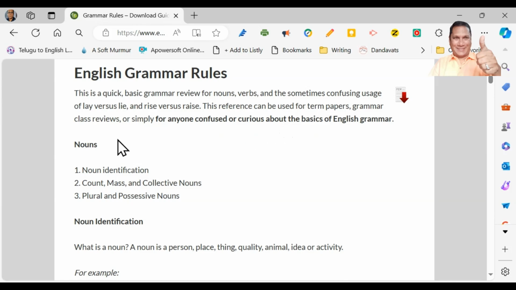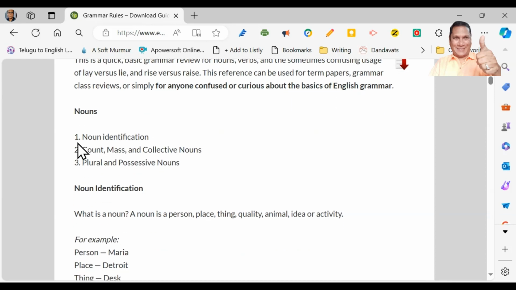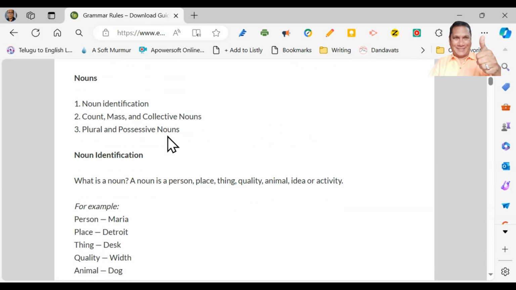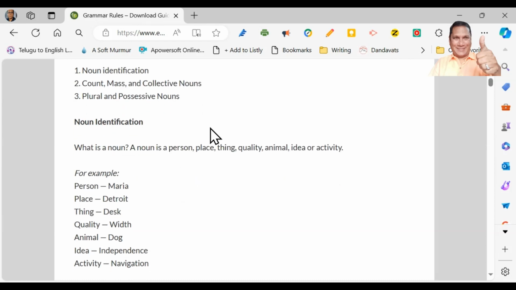Now they are talking about nouns. You know what is a noun? Everybody knows, of course. A noun is the naming word for a person, a place, a thing, or an idea, something like that. And how to identify a noun, and what are the different types of nouns, collective nouns like that, and what is count, what is mass, all these things are discussed here. And again, plural and possessive nouns, very tricky as far as the apostrophe use is concerned. Now let us go to noun identification.